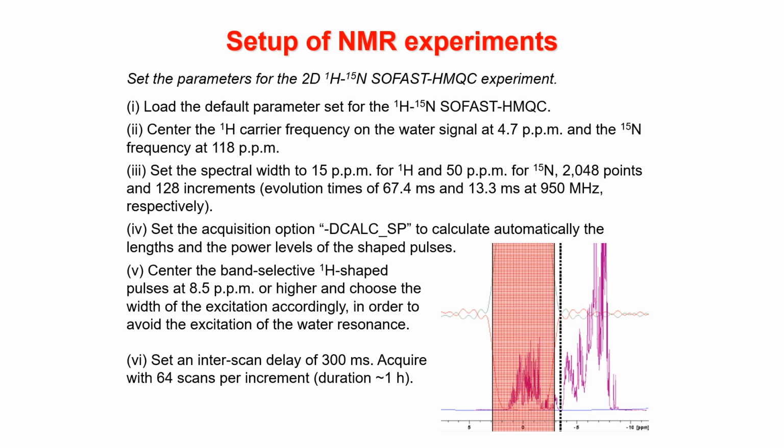Then I set a spectral width of 15 ppm for proton and 50 ppm for nitrogen. That can be narrower if you already know where the signals will fall in the spectrum. If you don't know that, then it's better to stick to a very large window on the nitrogen, and 2000 points and 128 increments in the indirect dimension.